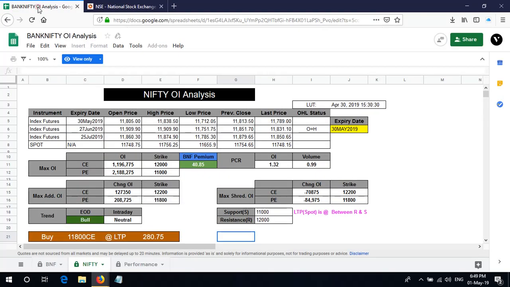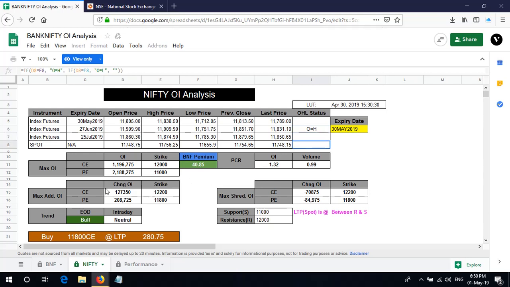So here I have made one sheet for Google and Nifty and Bank Nifty. Here I have shown three future prices in one place along with the spot price, open, high, low, close, everything. And here I have added some extra options, OHL status, meaning open equals high or open equals low status. If it is open equals high, it will show. If it is not, it will not show here.